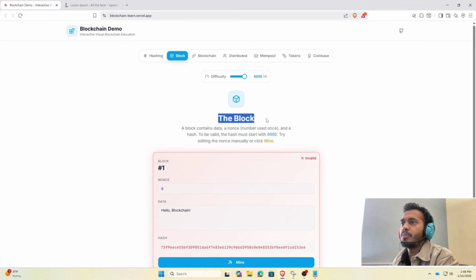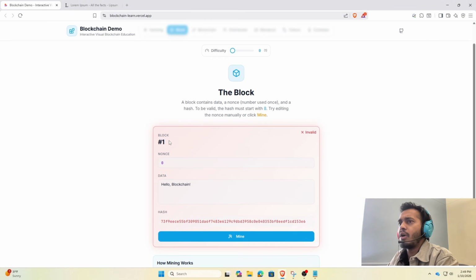So let's understand the block. A block contains a few things: a block number, a nonce, and data, and it produces a hash. Right now you can notice that the background color is red and it's showing invalid. That means your block is unsigned and not valid.